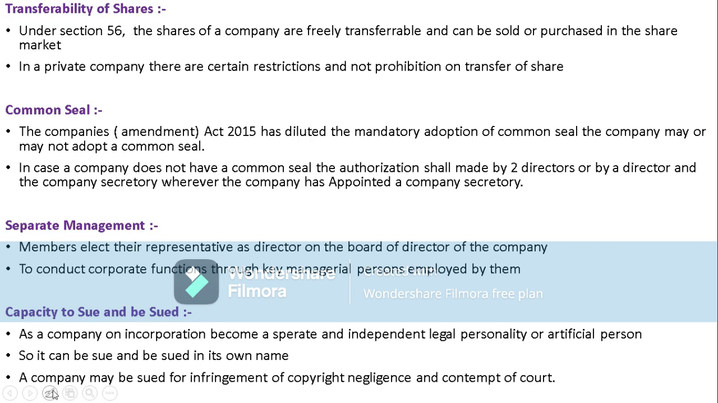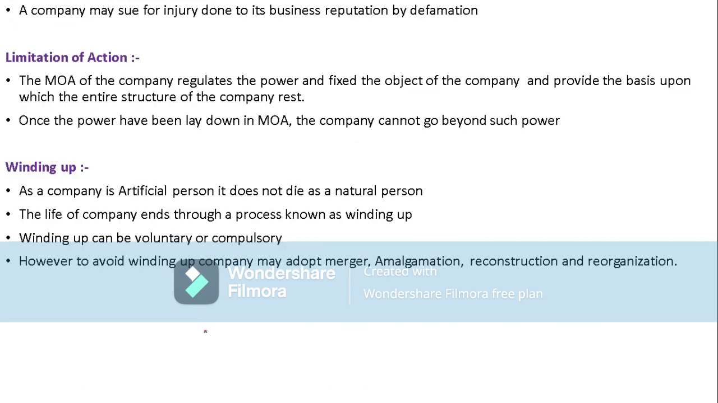As a company on incorporation becomes a separate and independent legal personality or artificial person, as it is a separate legal entity, definitely on legal aspects a company may sue or it may be sued by the other company. So this is about the capacity.